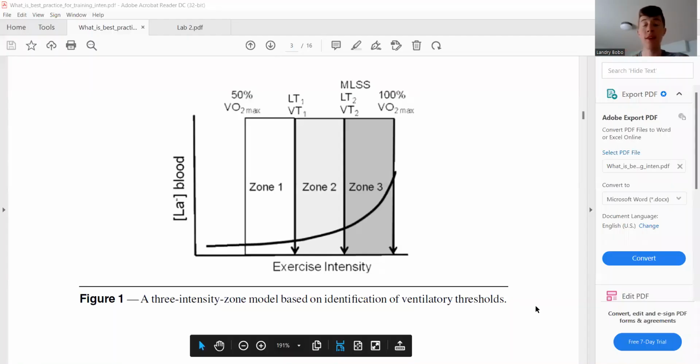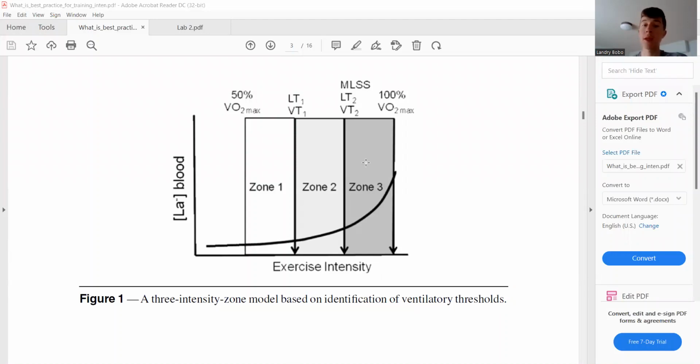So right here, you can see an illustration of the three-zone model. We have zone 1, zone 2, zone 3, and these are demarcated by two different thresholds. When people talk about doing threshold intervals, that's a little bit misleading because there's actually more than one threshold. What they're usually talking about is this second threshold, your lactate threshold or your second ventilatory threshold. This would be right around where your FTP is. So when you're doing threshold intervals, quote unquote, that's typically where you're riding.